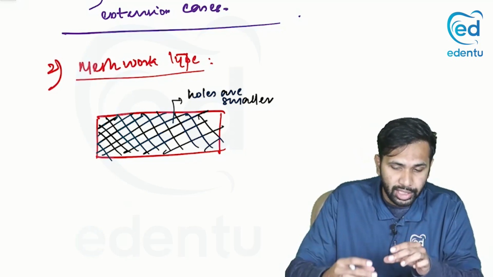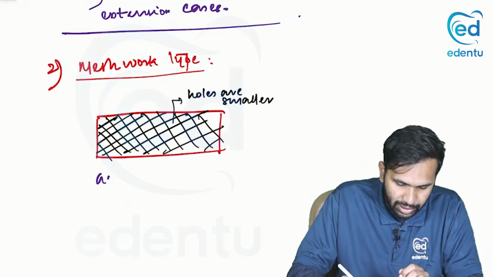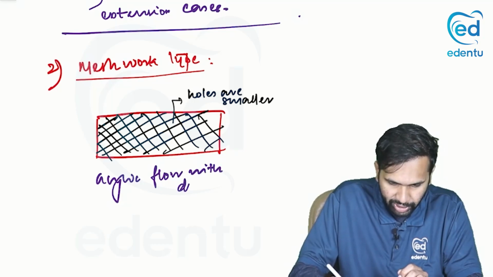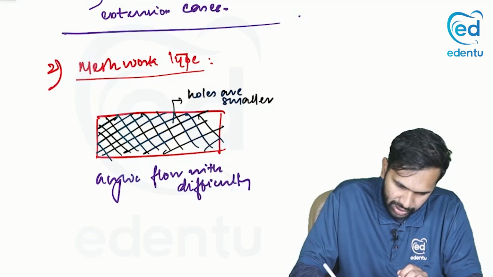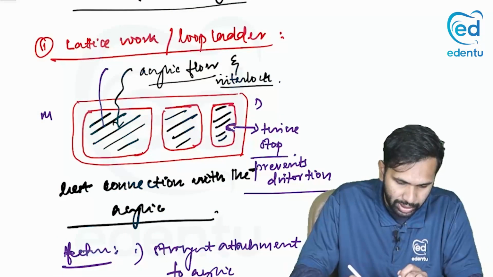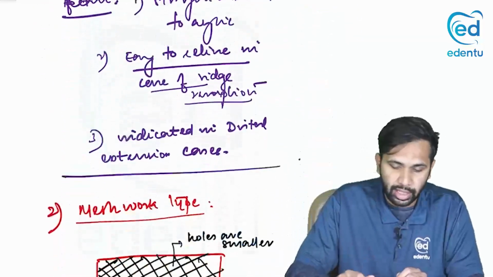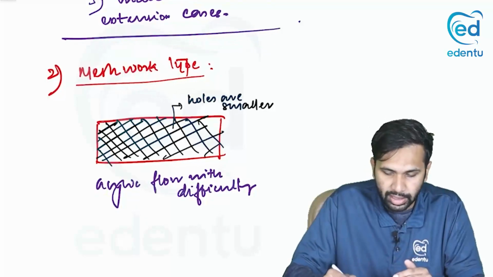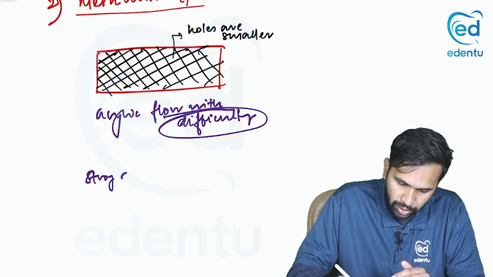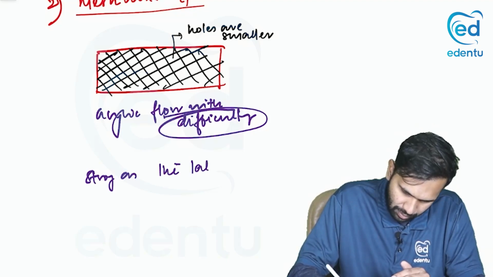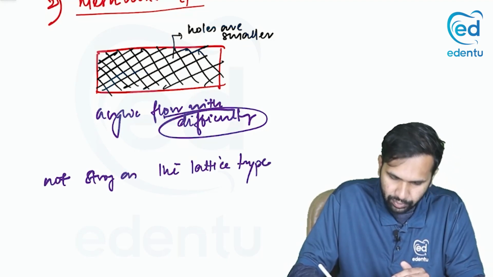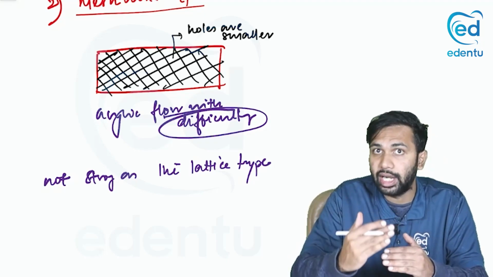So if the holes are smaller, your acrylic can flow, but it will be difficult. The acrylic can flow with difficulty. In your loop ladder type, the holes were very large. Acrylic could easily flow inside and lock itself. Here, yes, acrylic can flow through, but it is difficult. So it is not as strong as the lattice type. Strong as in the connection between the acrylic and the metal.